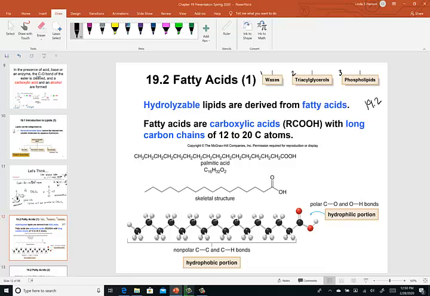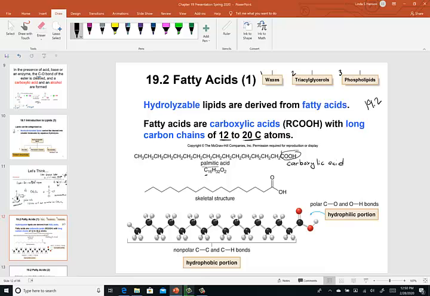Fatty acids are carboxylic acids with long chains of carbon atoms. You're looking at anywhere from 12 to 20 carbon atoms. Take a look at palmitic acid. Can you read that with me? Palmitic acid. There are 16 carbons, 32 hydrogens, and 2 oxygens. Well, that's the COO right here. That's the carboxylic acid functional group.